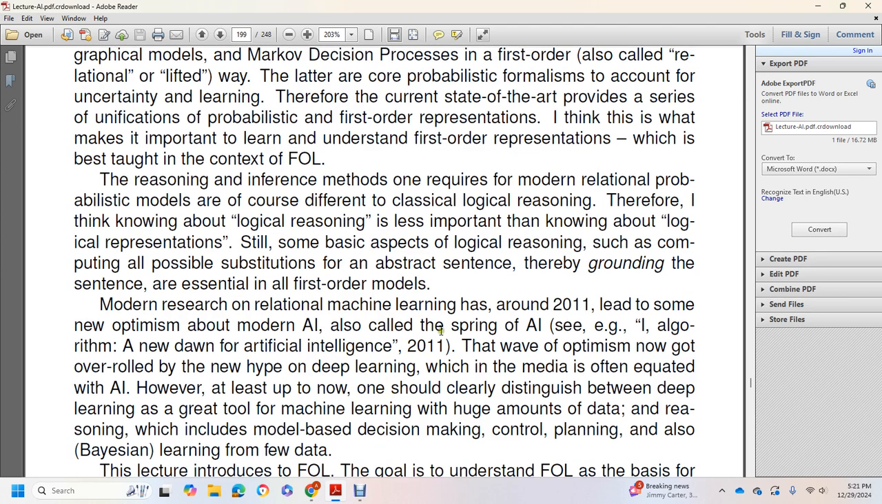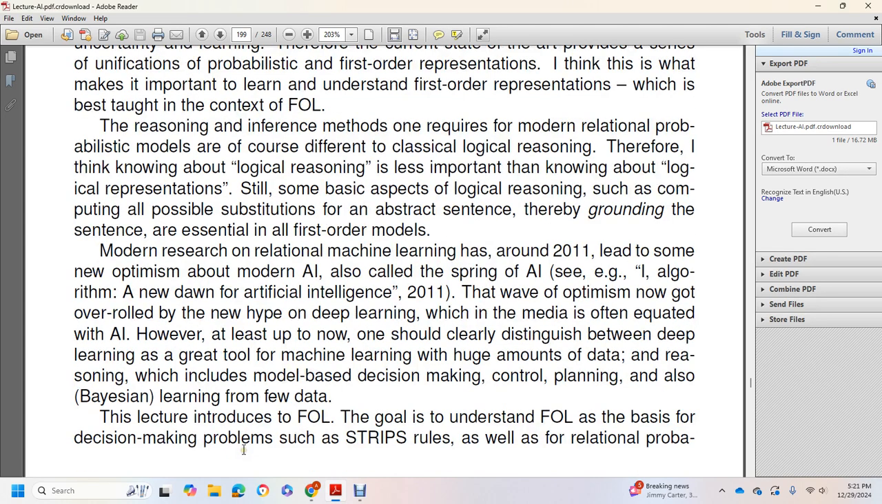Modern research in relational machine learning is around 2011, and some of the new optimization of modern AI called the Spring AI algorithm, new drawn with artificial intelligence 2011, the wave of optimism that got overruled by the new hype, deep learning, which media often equates with AI. However, one should clearly distinguish between deep learning as a great tool with machine learning on huge amounts of data, reasoning included with model-based decision-making, control, planning, and also Bayesian learning with few data.